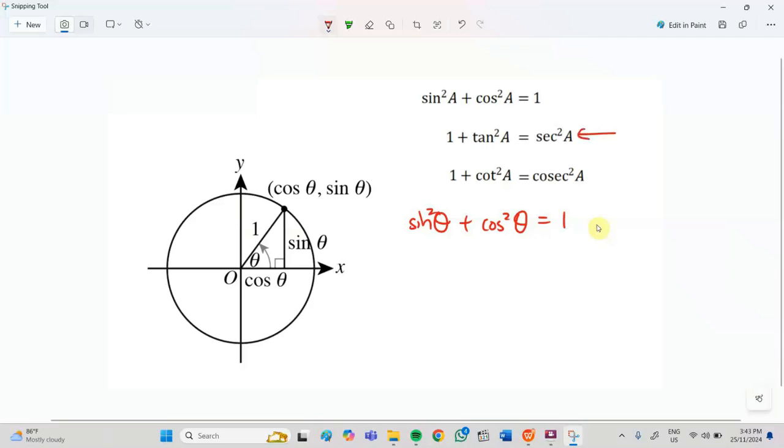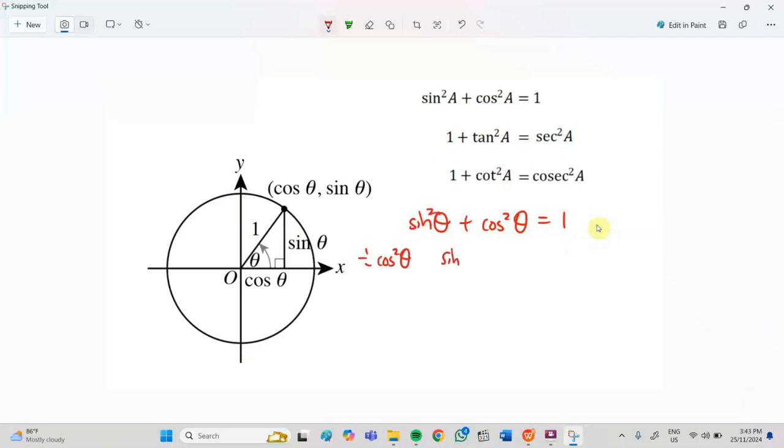Then, to derive the second identity, notice that we want this value 1 here to be secant squared. So, we need to divide. How do we get secant squared from 1? By dividing this with cosine squared. Hence, all the terms here, we divide by cosine squared theta. Hence, you have sine squared theta over cosine squared theta plus cosine squared theta over cosine squared theta equals 1 over cosine squared theta.